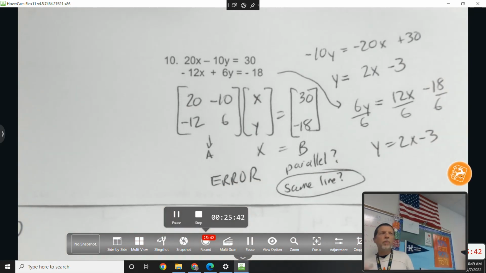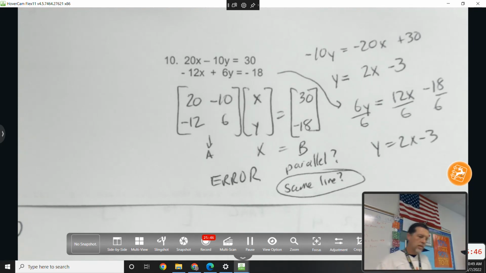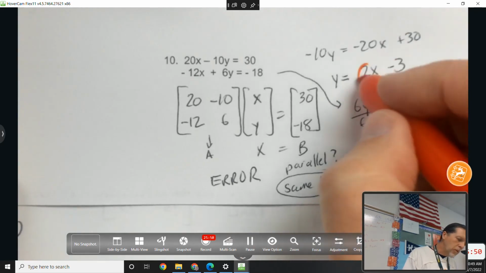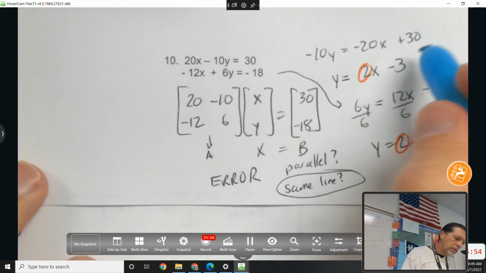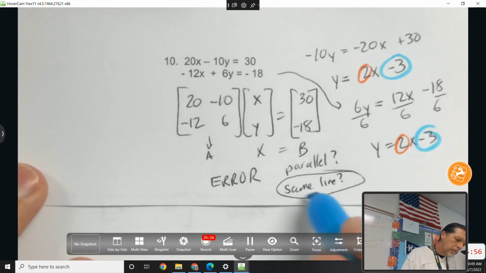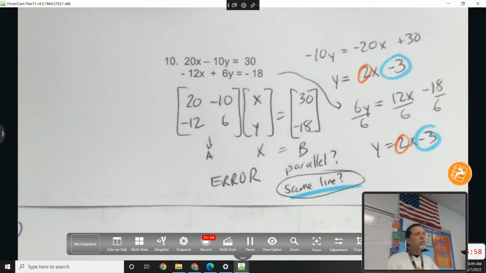What would parallel lines look like? How would you know if lines are parallel? The same slope. So for these, you're always going to get the same slope. It'll be a matter of, do they have the same y-intercept or not? So, same line. If you get the weird case, that's bad news, because then you've got to figure out which weird case it is. Is it the same line or is it parallel lines?